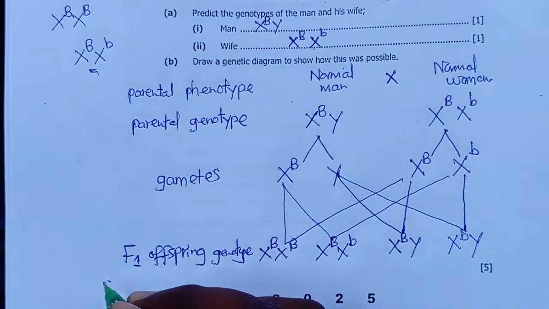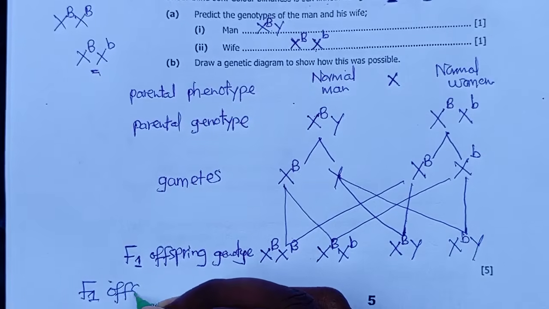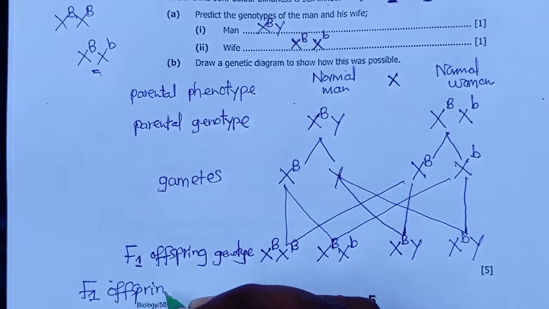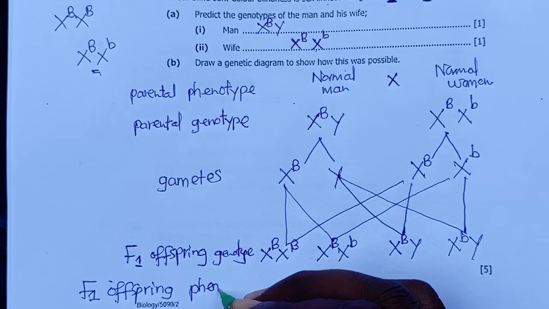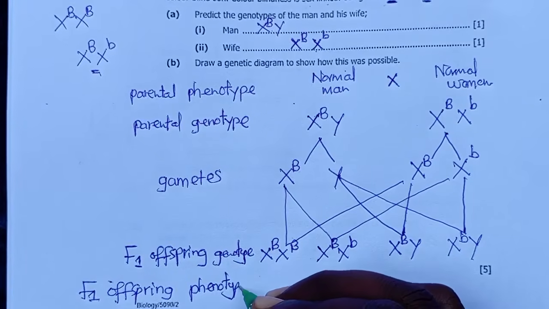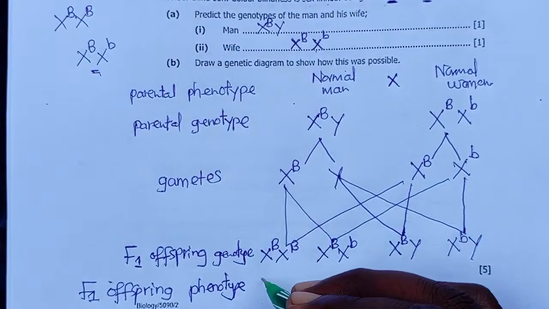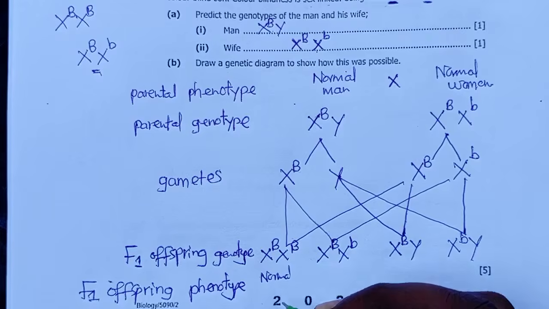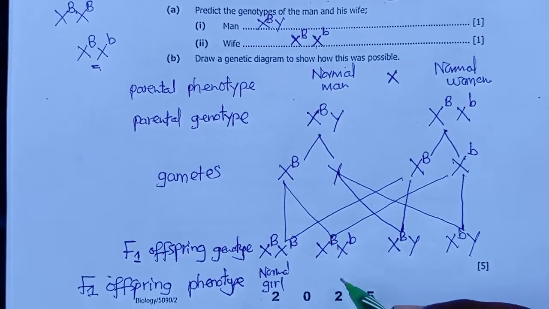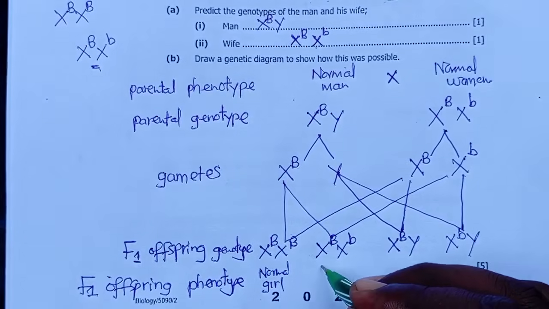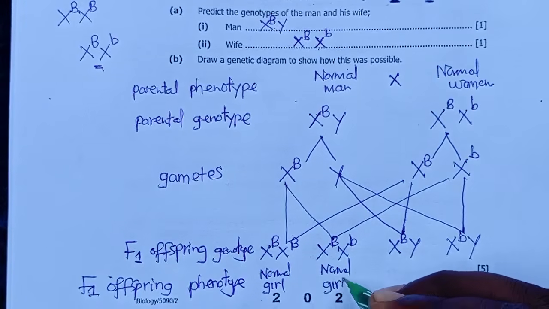So this is how it is supposed to be. Then here I say this is F1 offspring phenotype. I now put a phenotype there. So this one is a girl, a normal girl. This one that is here is a normal girl, but a carrier. Have you seen? This is a normal girl, but a carrier.